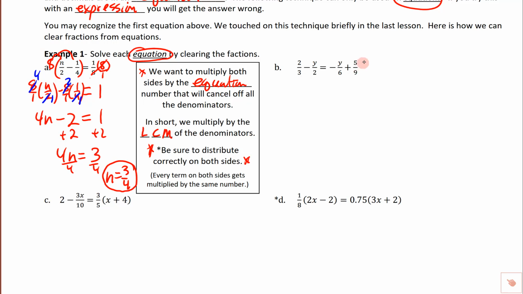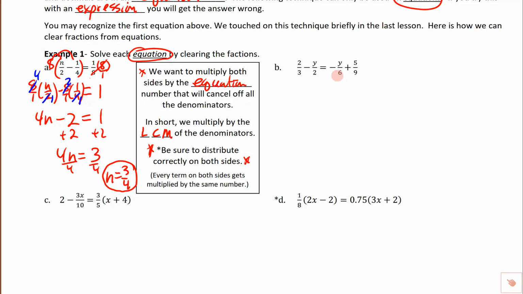Okay, and if we did a 9 here, it would cancel that off, but watch what happens if I multiply this one by 9. 3 would go in here 3 times, and 3 would go in there twice, so we're still left with the denominator. So again, we're looking for the least common multiple, the least common denominator for a 3, a 2, a 6, and a 9. What could we multiply by?